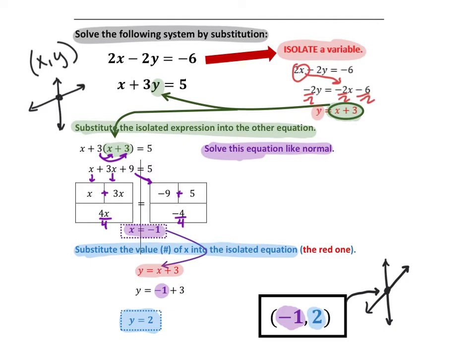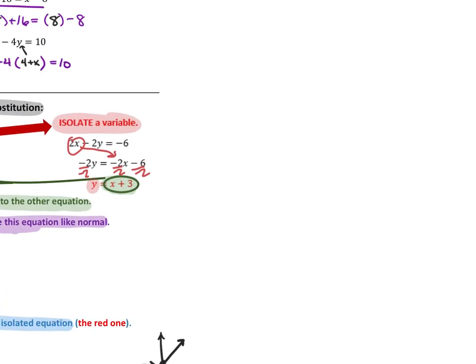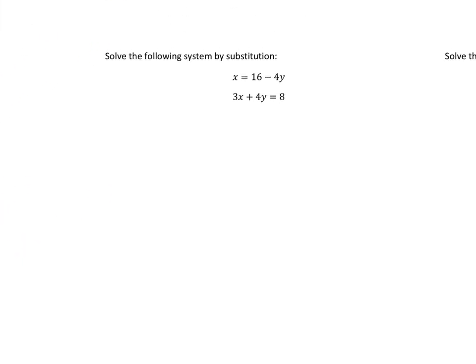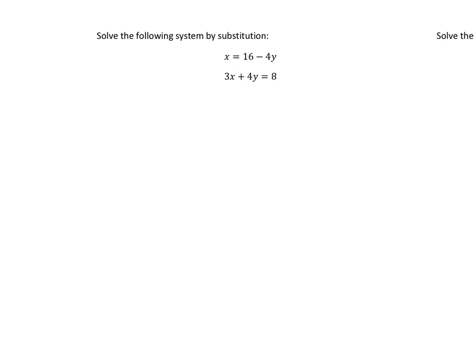Let's see another example before I have you guys try one on your own, all right? Let's check out the one on the inside here. It says, solve the following system by substitution. Again, we know that solving a system means that we're looking for the x, y that makes both equations true. If we're going to do this by substitution, the first step is to find an isolated variable. Do you notice that this equation right here is already isolated for x? Fantastic. That's what we want.